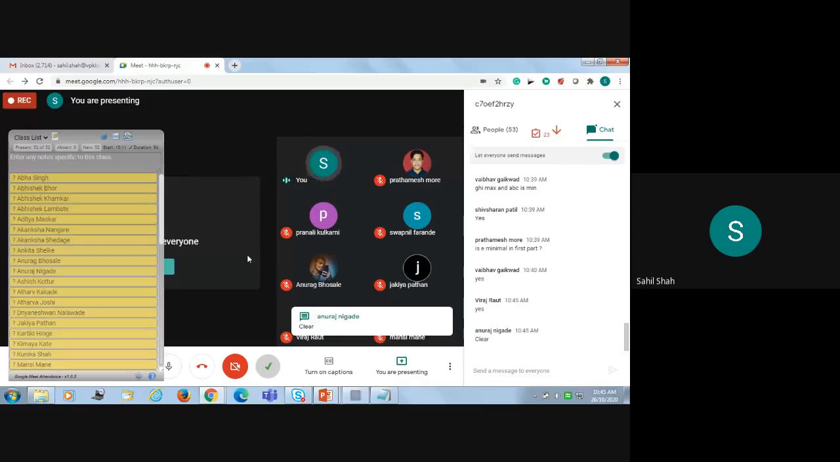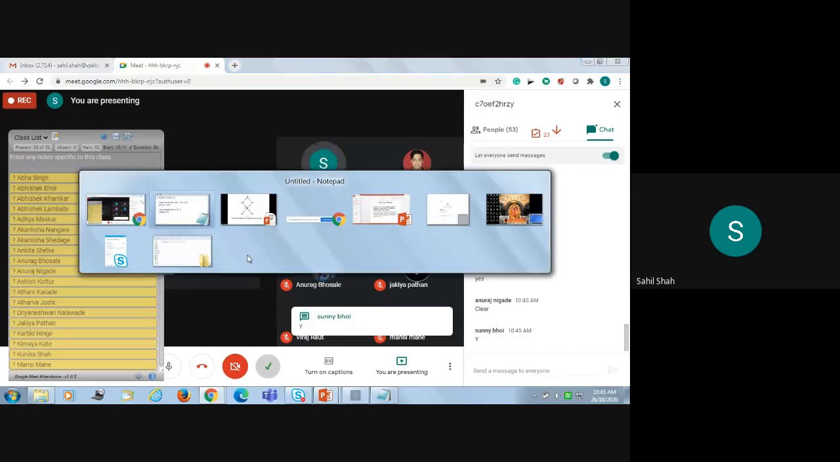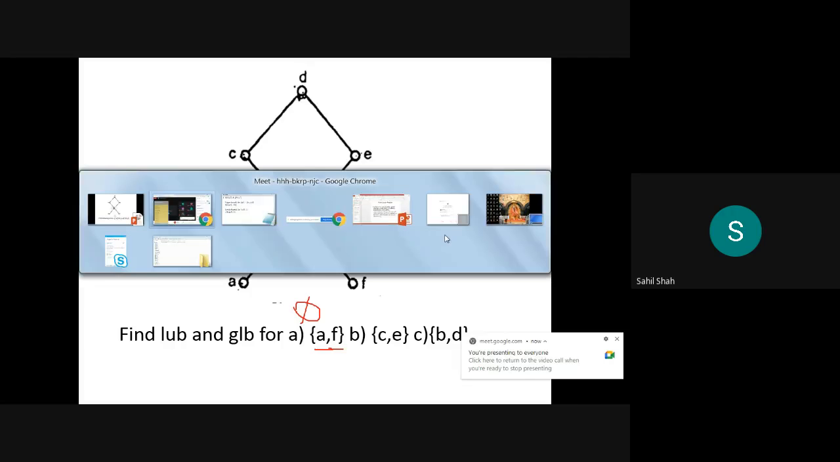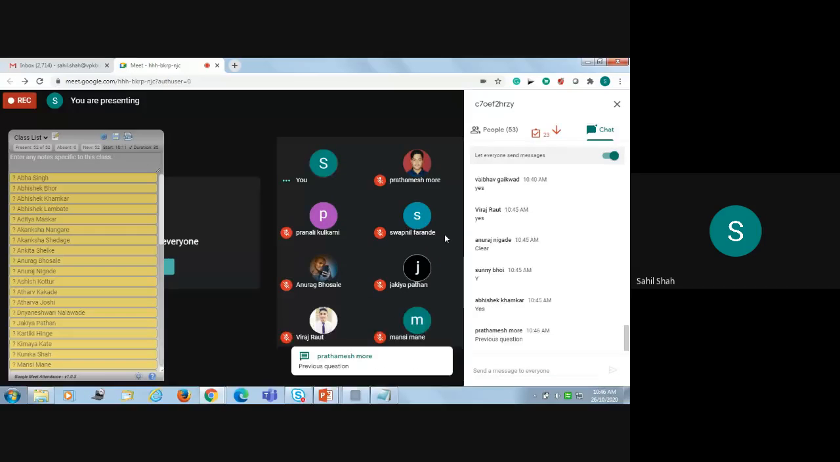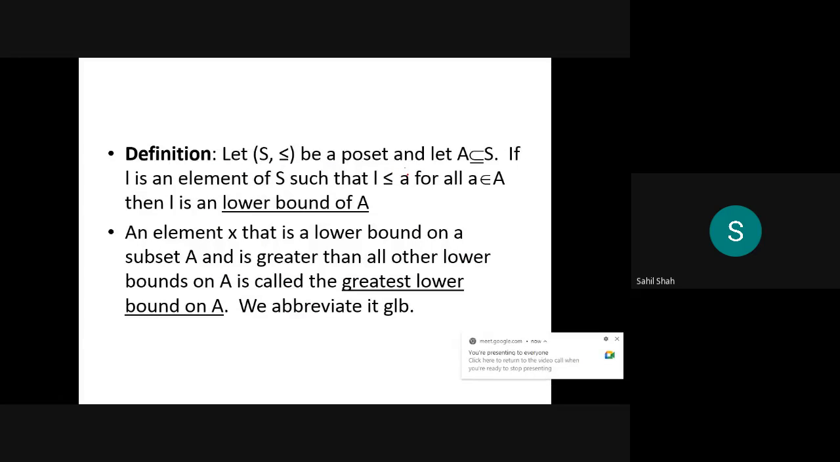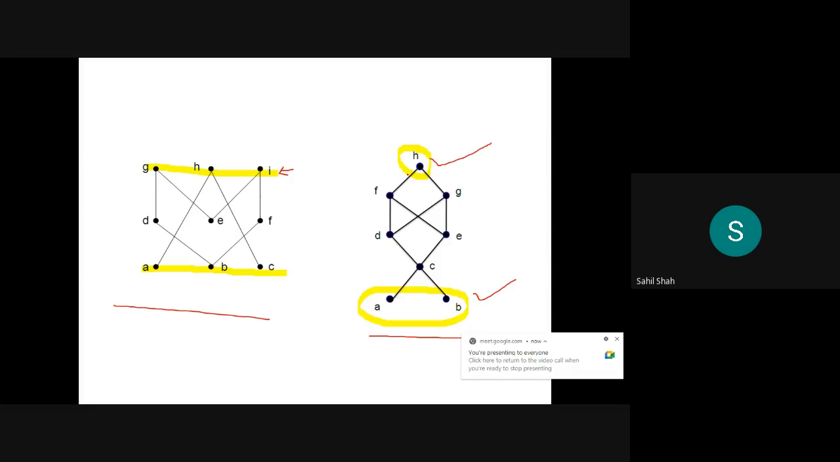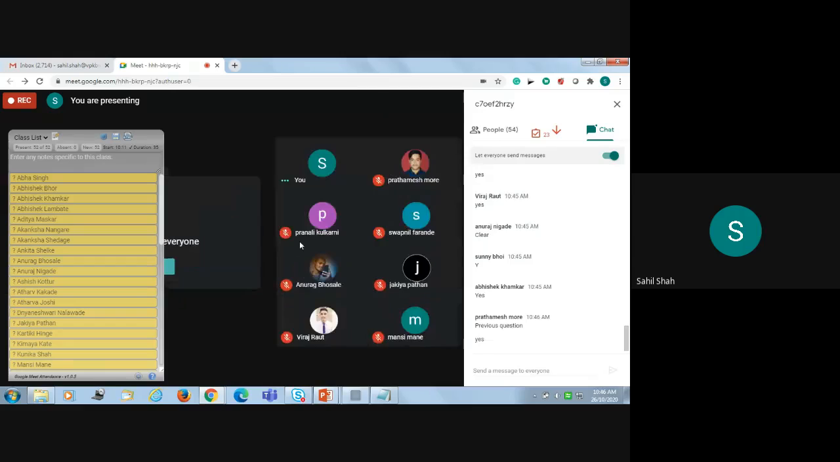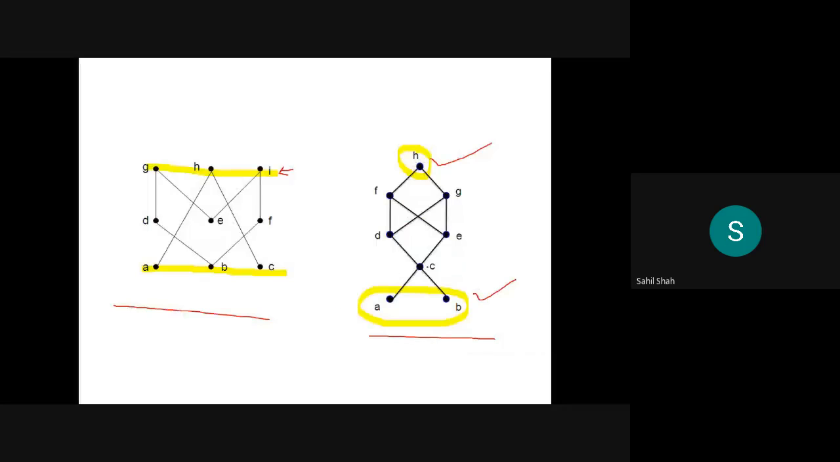There is a question from Prathamesh. Is E minimal in the first part? Where? In the first part. Which example, Prathamesh, are you talking about? Previous question. Okay, I have not seen it. Let me check. Which one? This one? You are talking about this example or this example?